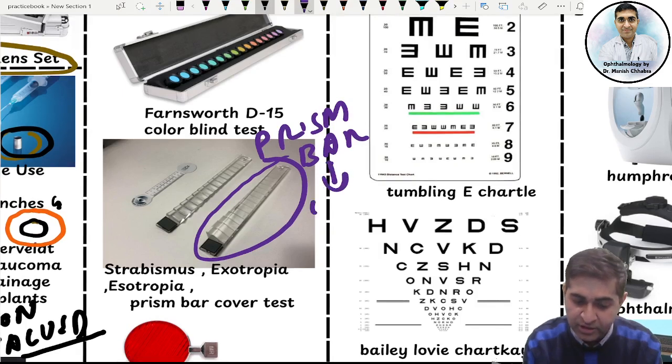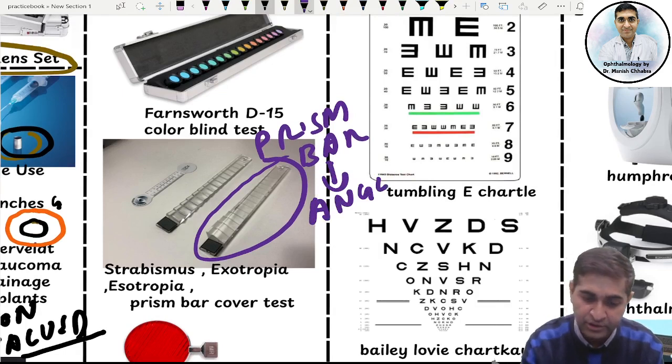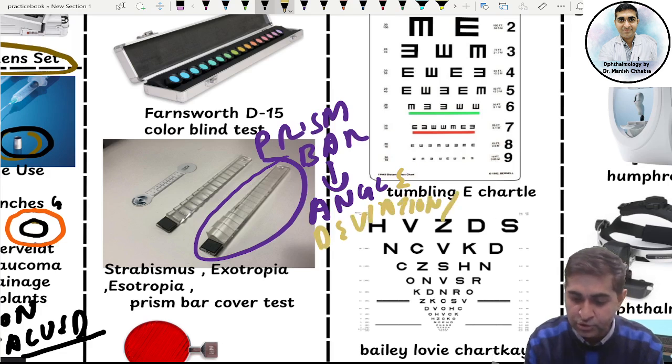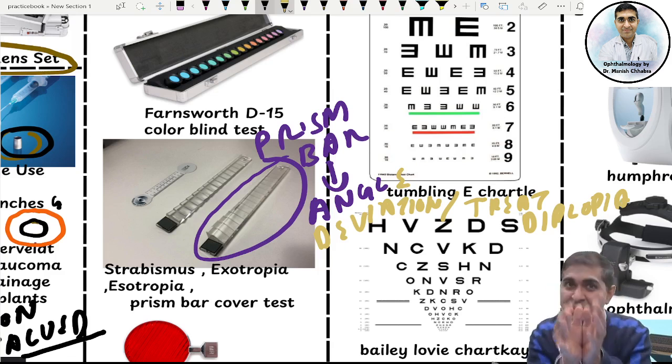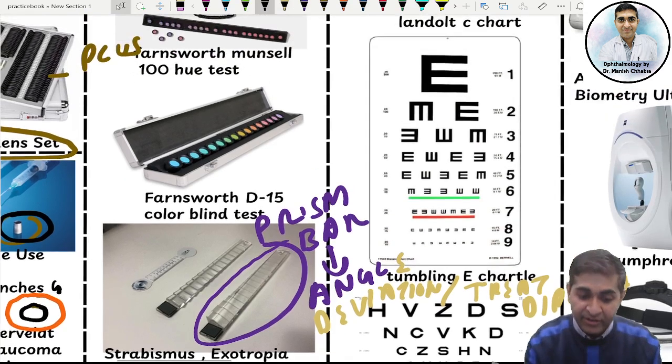And for the prism bar, I'll just write: one, gold standard for assessment of angle of deviation, and also to treat diplopia. The placement of the prism bar helps in treatment of diplopia.